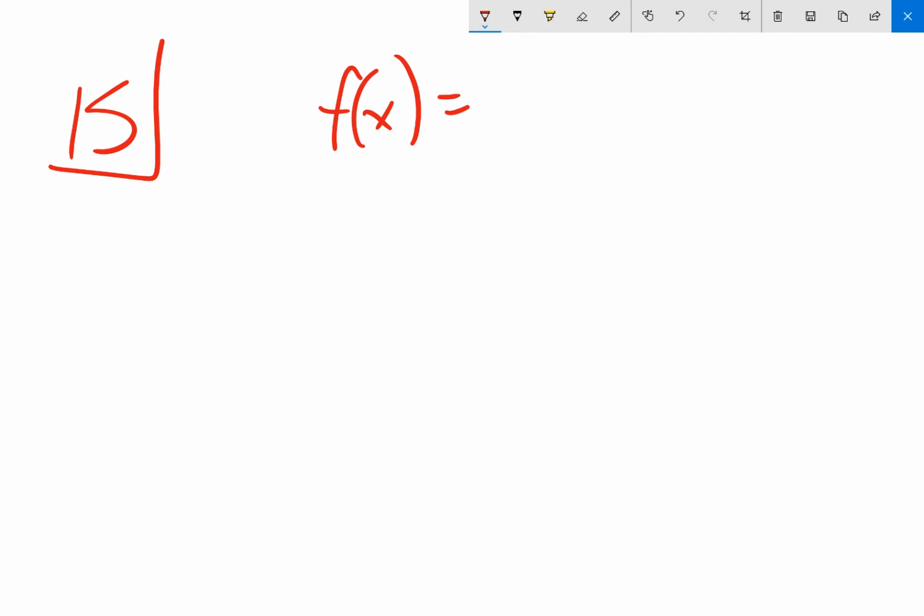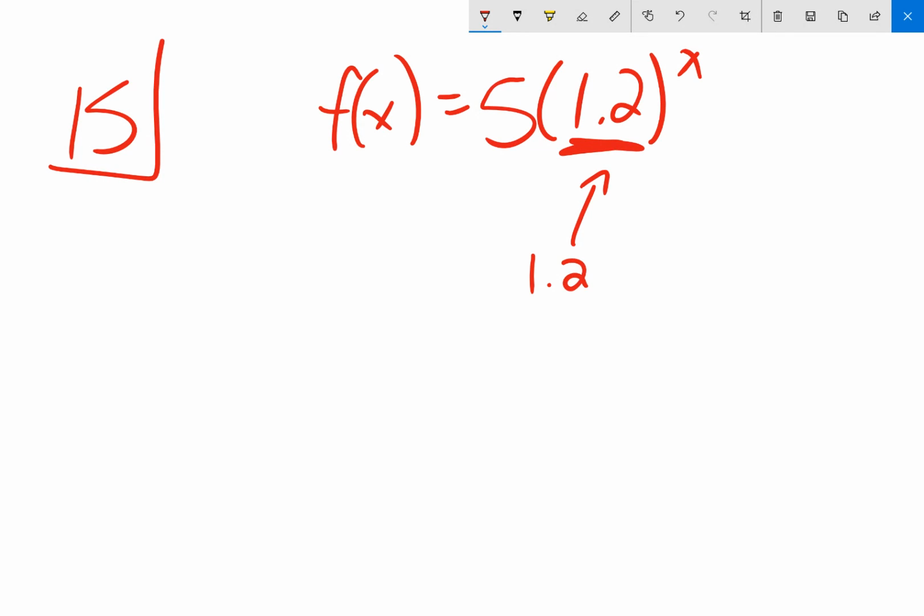All right, now to nearly wrap things up, number 15. We're going to determine whether these are growth and decay. So we have f of x equals 5 times 1.2 to the x power. So to determine whether it's growth or decay, we just have to look at this number in parentheses. That's our b value. And if it's bigger than 1, it's growth. If it's smaller than 1, it's decay. So 1.2 is bigger than 1. Therefore, this is growth.